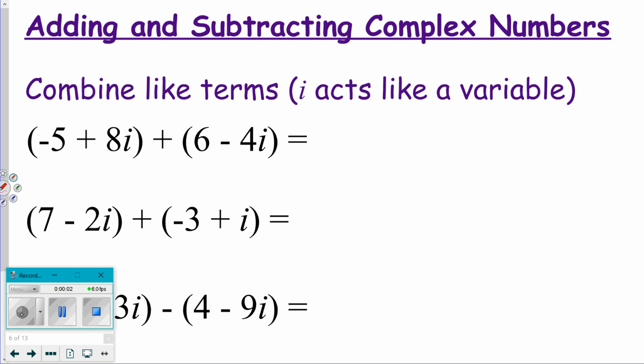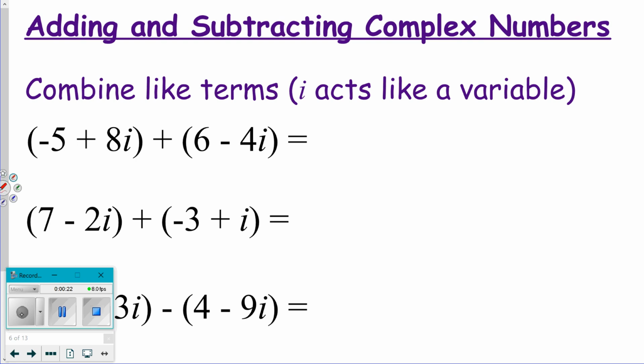Okay, for today we are looking at adding and subtracting complex numbers, meaning we're adding and subtracting all of the values that have i with them. It makes them a complex number just by having i. So first thing we're looking at is adding and subtracting. Thinking of like terms, i is kind of like a variable.